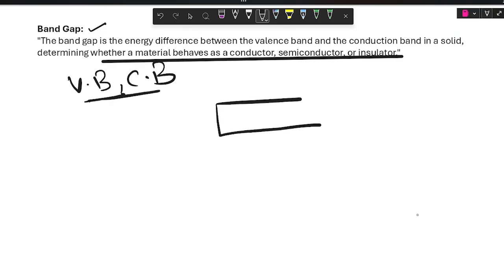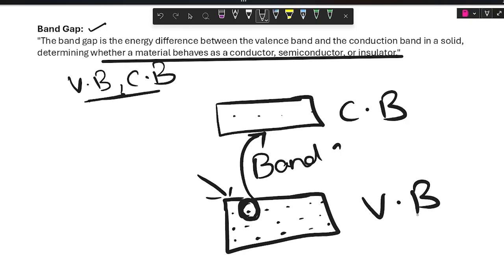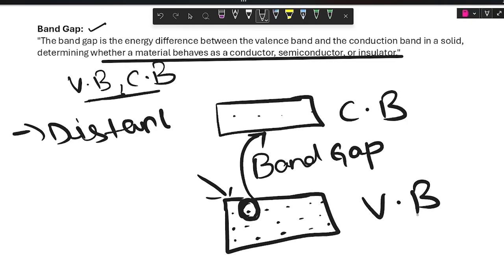Now let's see what this band gap means. Here we have the conduction band. Here we have the valence band, right? The electrons which are present in the valence band want to conduct. They obviously want to move to a higher energy state. So an electron in the valence band gains some energy and moves to the conduction band. The amount of energy required by the valence band electron in order to move to the conduction band is known as band gap. Band gap is not a distance, it is rather an energy quantity.